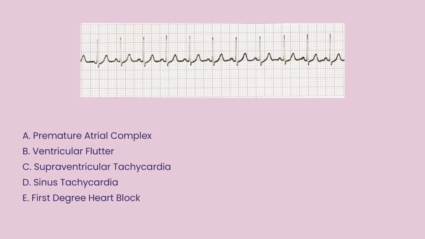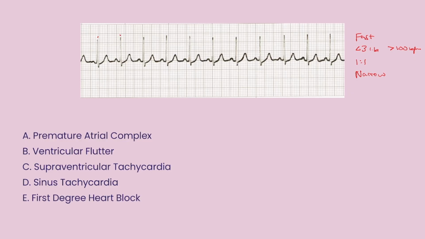Alrighty, let's see here. What stands out? Alright, so this is fast. We've got from R to R less than 3 large boxes, which tells us that it is greater than 100 beats per minute. So we are in that tachycardic range. Our ratio is 1 to 1, and our QRS is narrow.